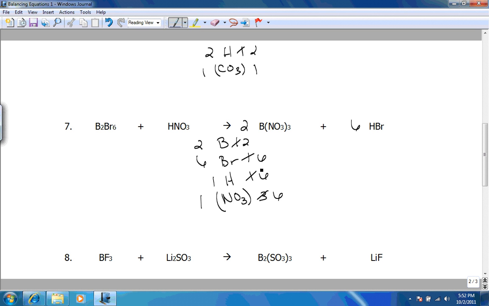If we look over here for the hydrogens now, we have 6 on this side because we had to balance out the bromines. On this side we only have 1, so we're going to multiply that by 6 in order for that to balance. And that makes us having 6 nitrates now. And that's all balanced now.